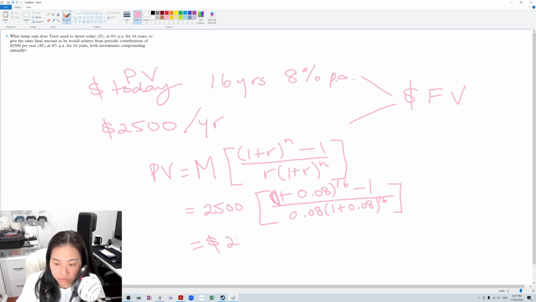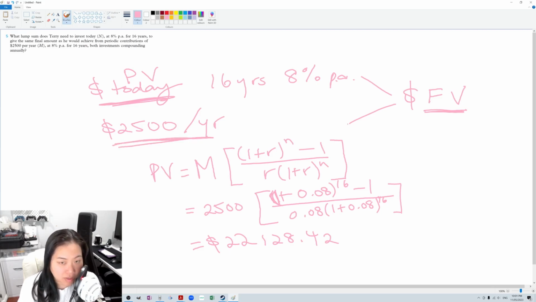You would need 22,000, 128.42. So Terry needs to put in $22,128.42 today to achieve the same amount in 16 years at 8% per annum compounding annually, as if he would put $2,500 a year for the same amount of time at the same interest rate. Then he would have the same future value.